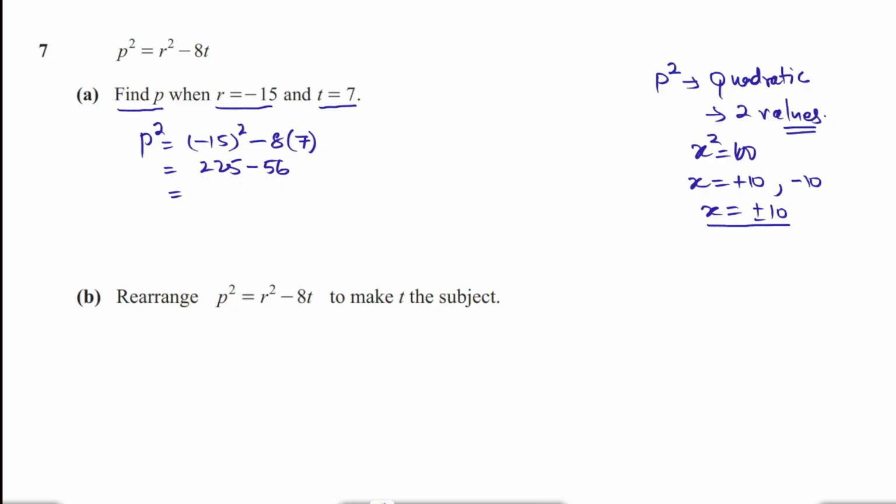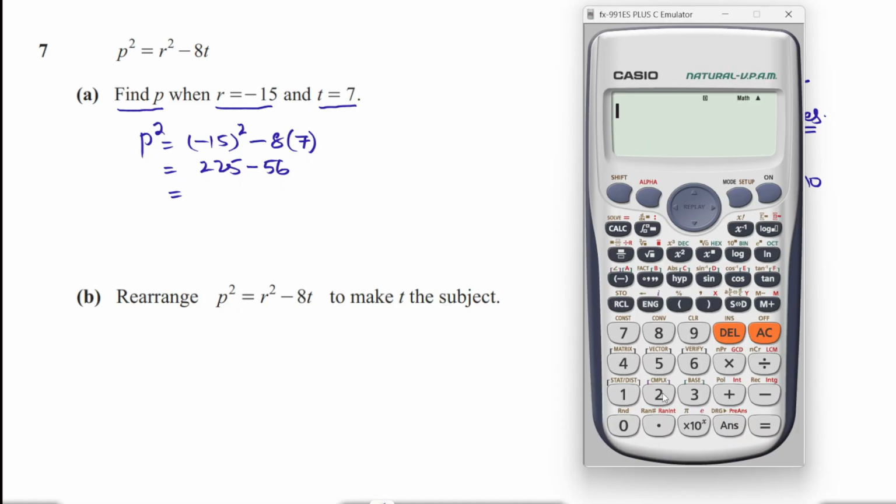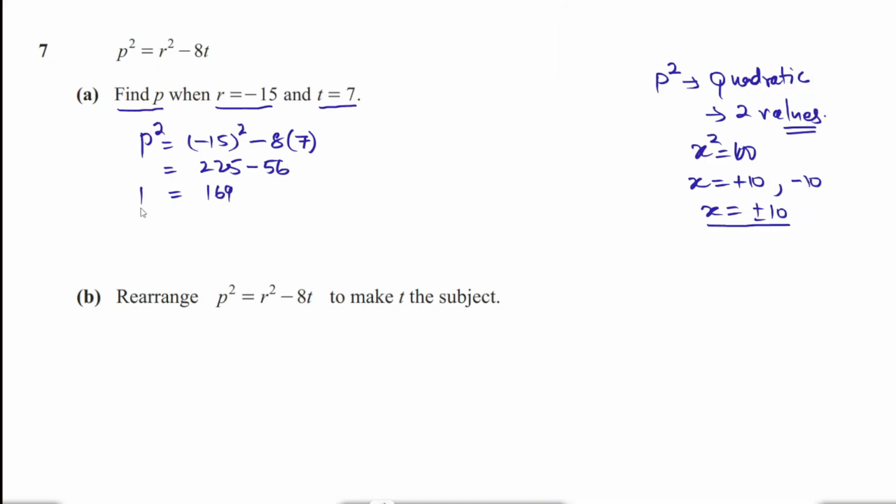So now we need to subtract 225 minus 56. So we got 169. That is the value of p square, and square goes on the other side. It becomes the square root of 169, and we always put plus and minus sign. Everybody knows that square root of 169 is 13. 13 square is 169. So the value of p is going to be positive or negative 13. So you need to write both the signs here.